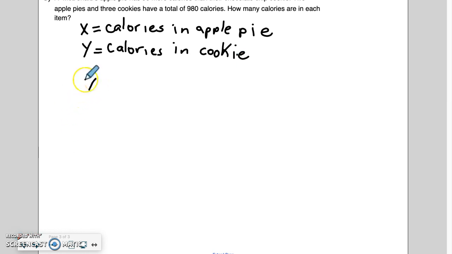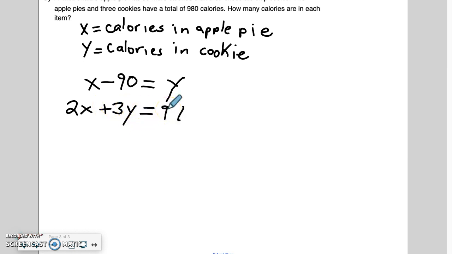I write my x and my y next to each other. And I need to do something to make the two sides equal. So I know this apple pie has 90 more calories than the chocolate chip cookie. So if I take my apple pie and I subtract 90 calories, I get the calories in the cookie. That's one of my equations. The next one says I have 2 apple pies plus 3 cookies, and I have 980 calories.